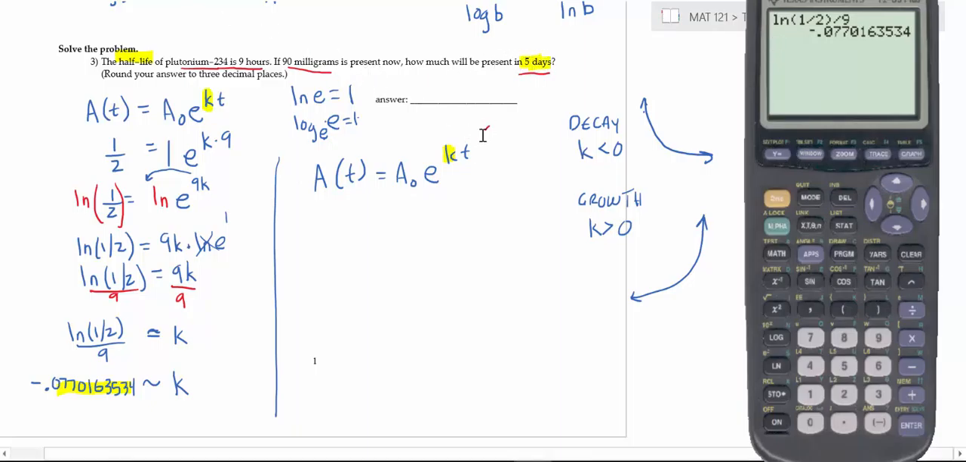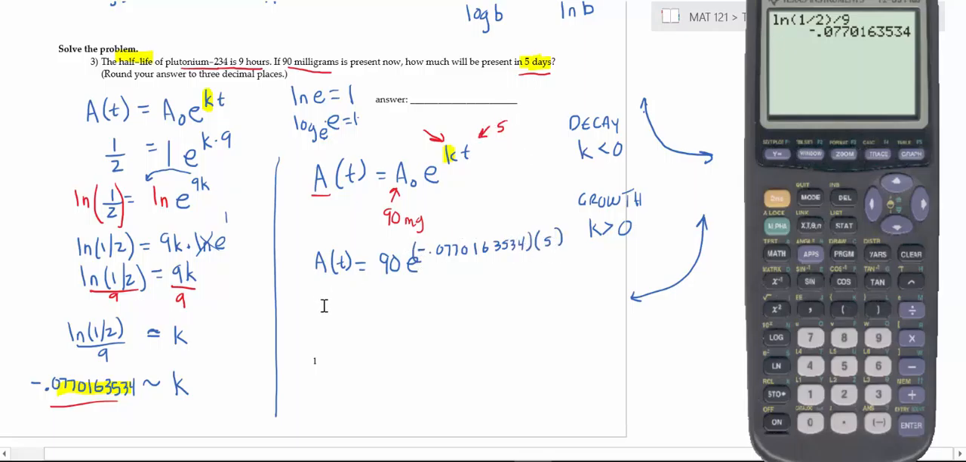Now it's going to say how much will be present in 5 days. So that means the 5 is going to go there. The number k that we crunched out right here is going to go in there. And then it says 90 milligrams are present now. Our job is to find this. So we'll set it up: A of t is equal to 90 milligrams times e to the k, let's just put all the decimals in, 0.0770163534. And let's multiply that by 5 days.